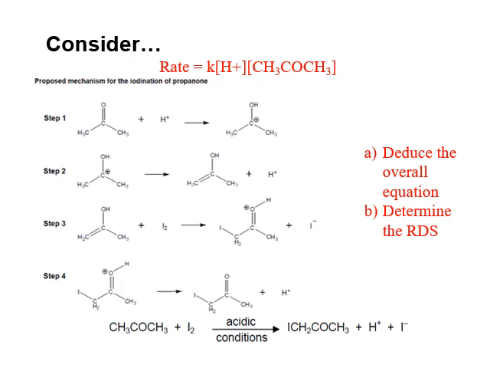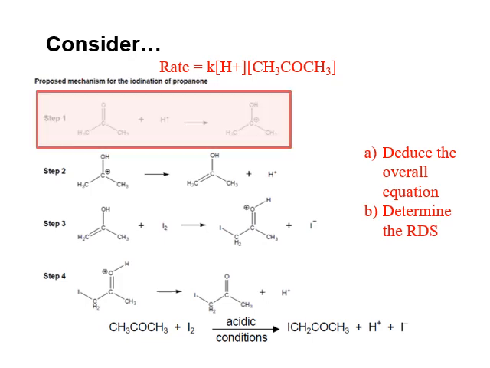Determining the rate determining step, well, the rate equation shows you that H+ and the propanone are involved in the rate determining step, so that suggests that the rate determining step is step 1.